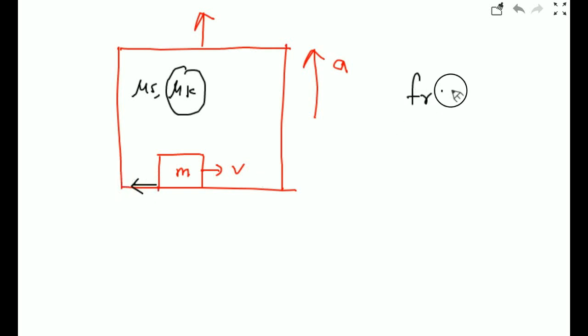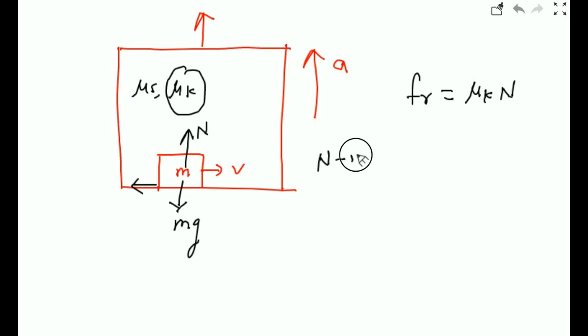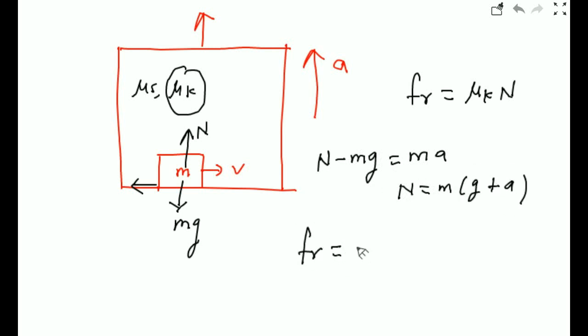So what is the magnitude of the friction force? It is mu k, because it is in motion, into the normal reaction force. What is the normal reaction force? Here you have mg downward and N upward. Either you apply the pseudo force concept, or just write Newton's second law. The net force is upward, so N will be greater than mg. So N minus mg equals mass into acceleration, so N equals m into g plus a. Then the friction force will be mu k into m into g plus a.